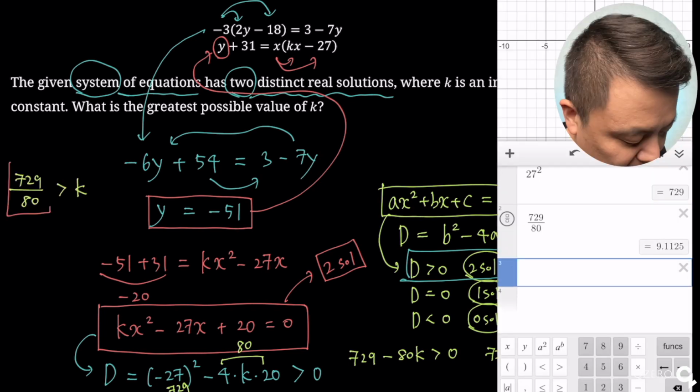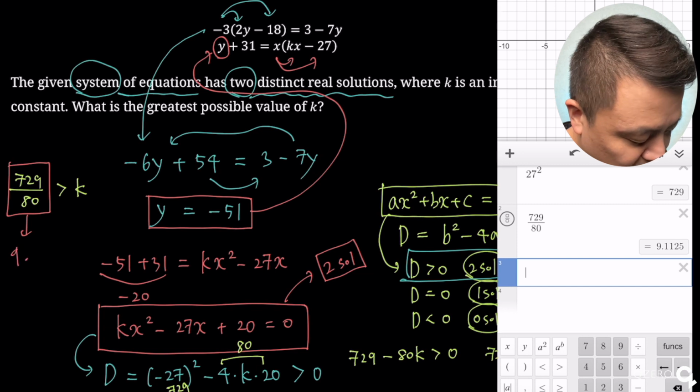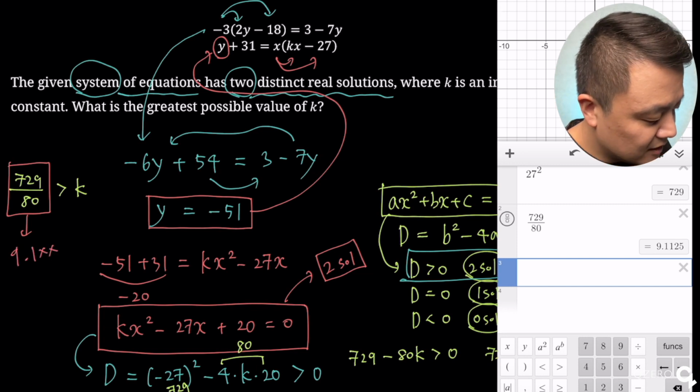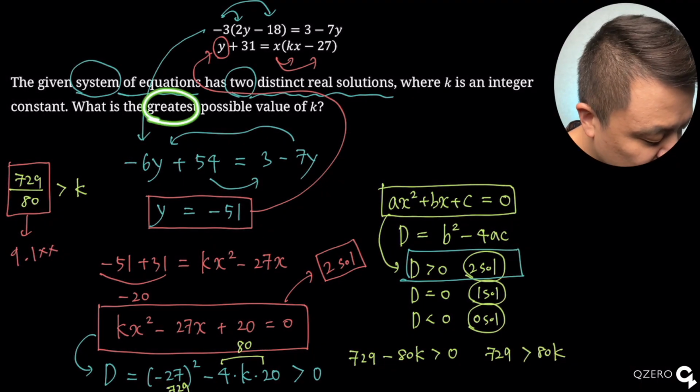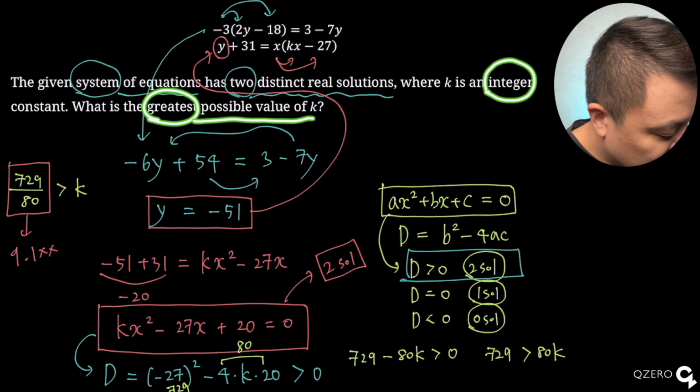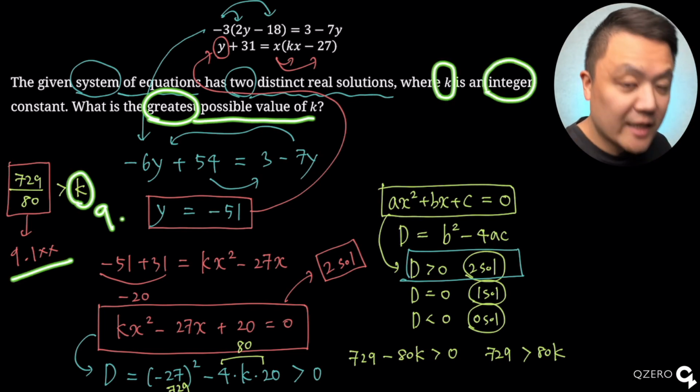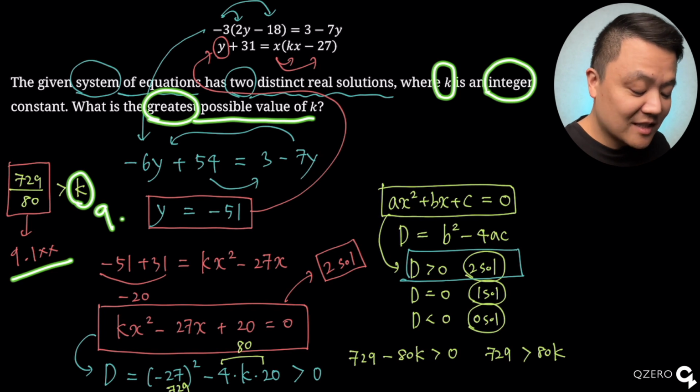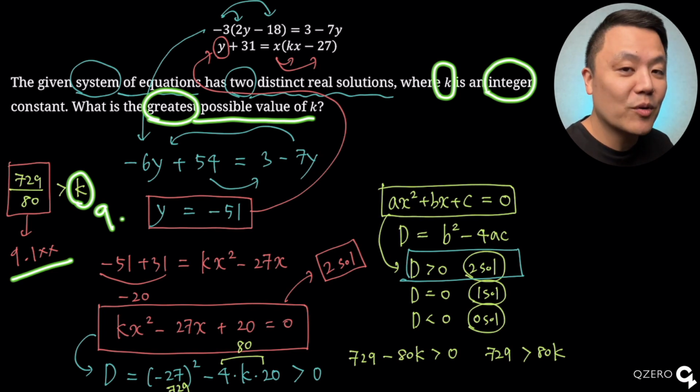729 over 80. This value here is 9.1 and so on. Since we're looking for the greatest possible integer value of k, it has to be 9. Because 9 is the greatest integer smaller than 9.1 something. So the final answer is 9.